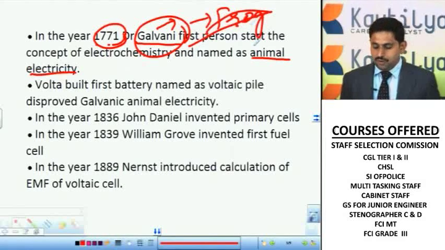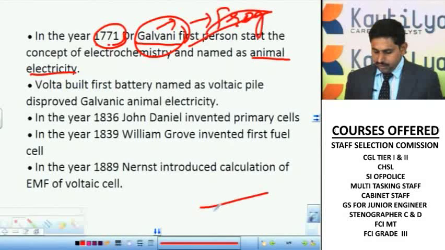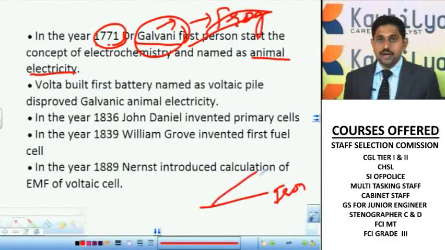He observed that something was happening inside the body of the frog. The reason is that the fork holding the frog was made of one kind of metal, say iron, and another fork was made of some other metal like aluminum. So he used different metals: one fork made of iron, another made of aluminum.